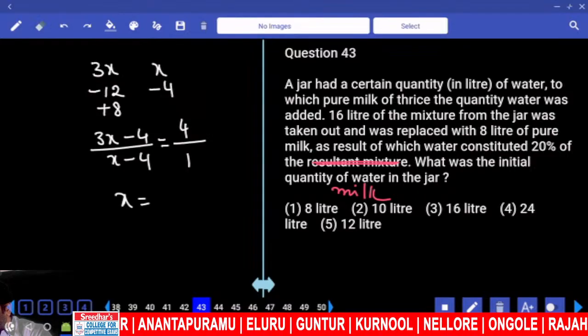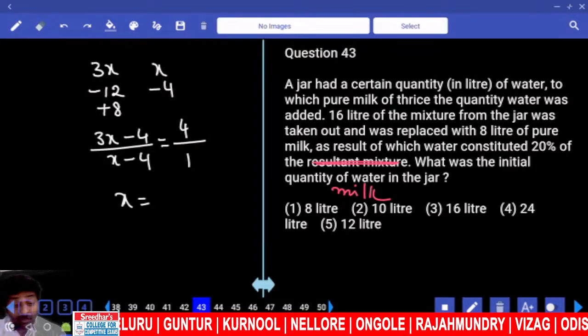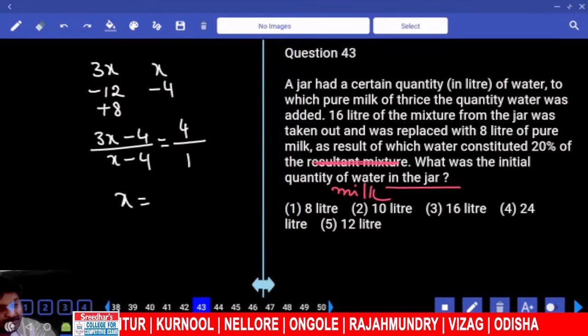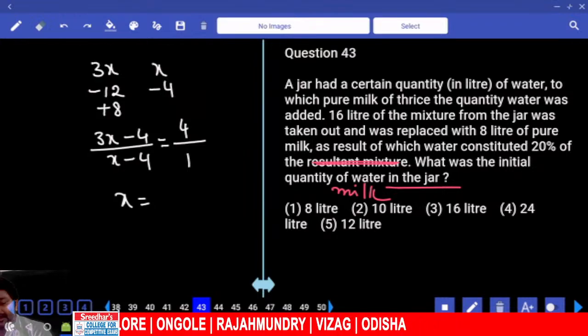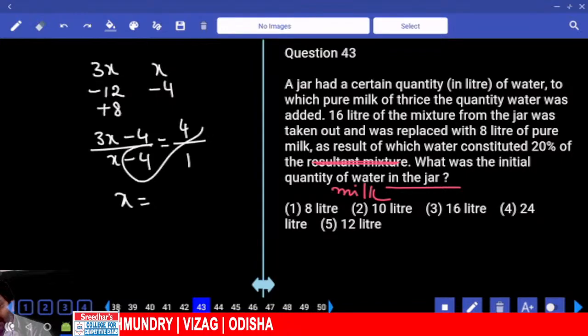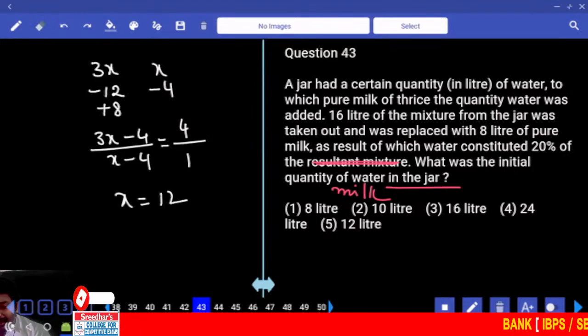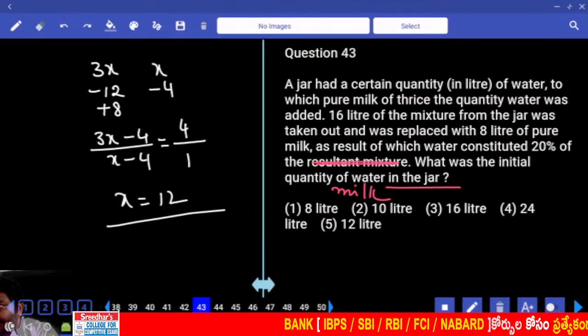Your question is about how much water is there in the initial container, which is x. Initial jar or final jar? Which is x only. Right. Minus 4 into 1, minus 4 into 4. Minus 16 goes to the other side, plus 16, minus 4. 12. Final answer. Yes.